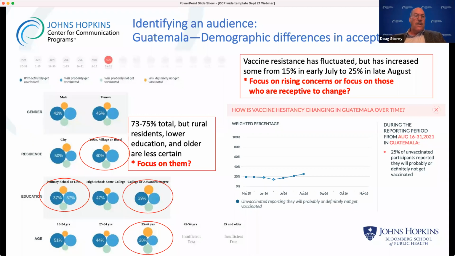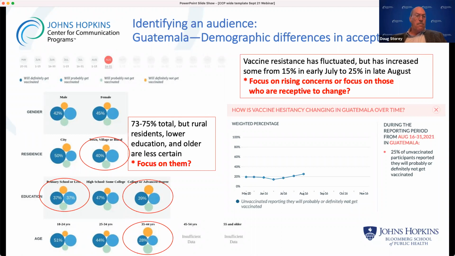And if you look at the sizes of the bubbles, as Toyen explained in her part of the presentation, we can see that there are some demographic differences in the level of certainty that people express in terms of getting the vaccine. Now, overall in Guatemala, we see about 73 to 75% total who say they are definitely or probably going to get vaccinated.